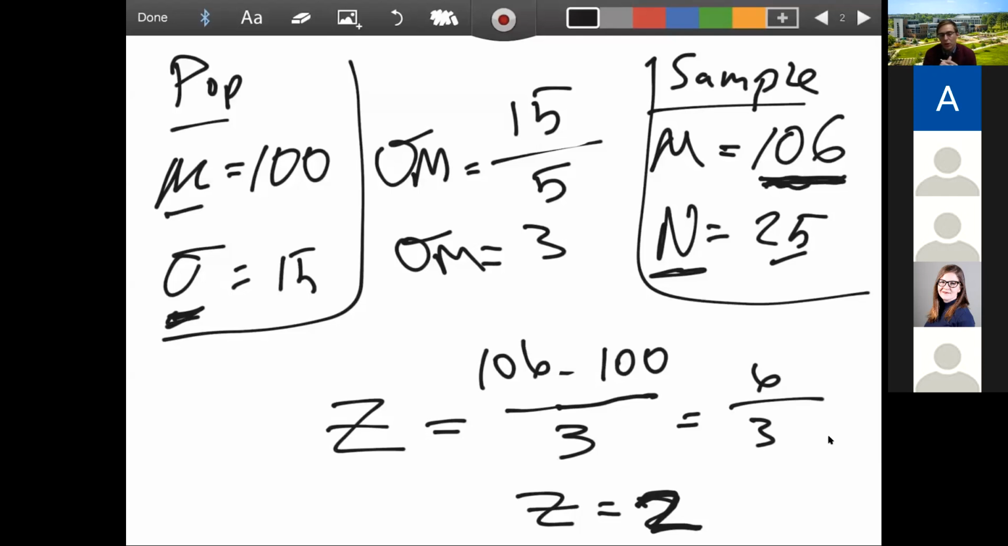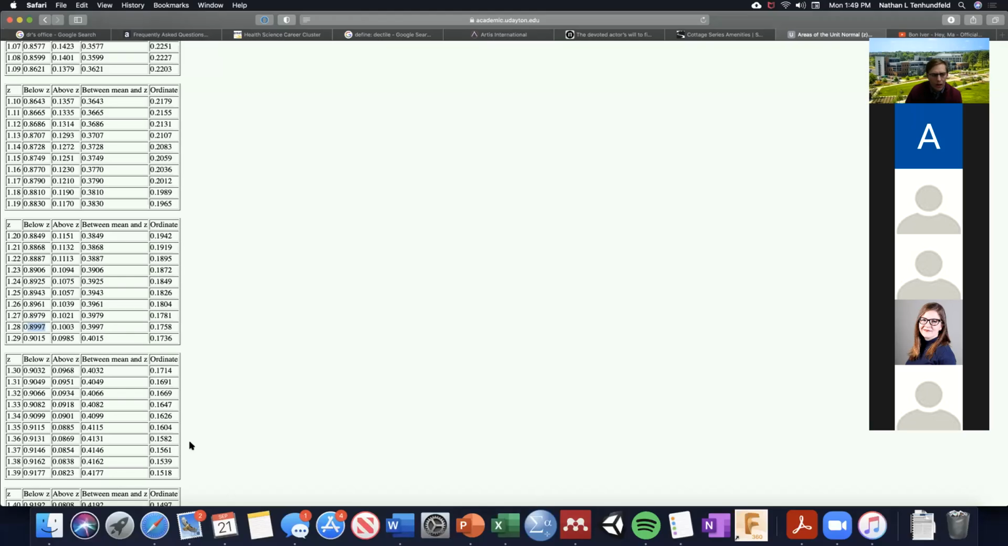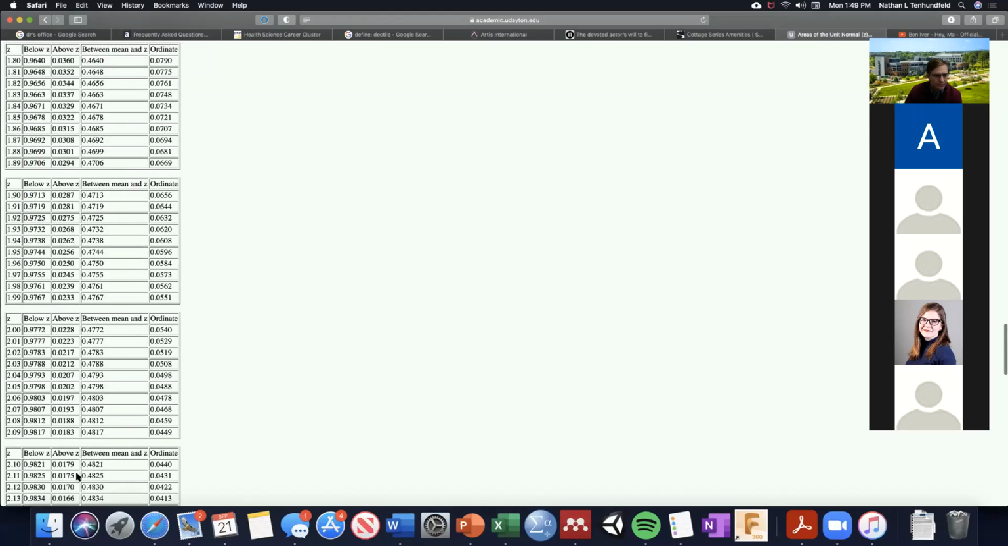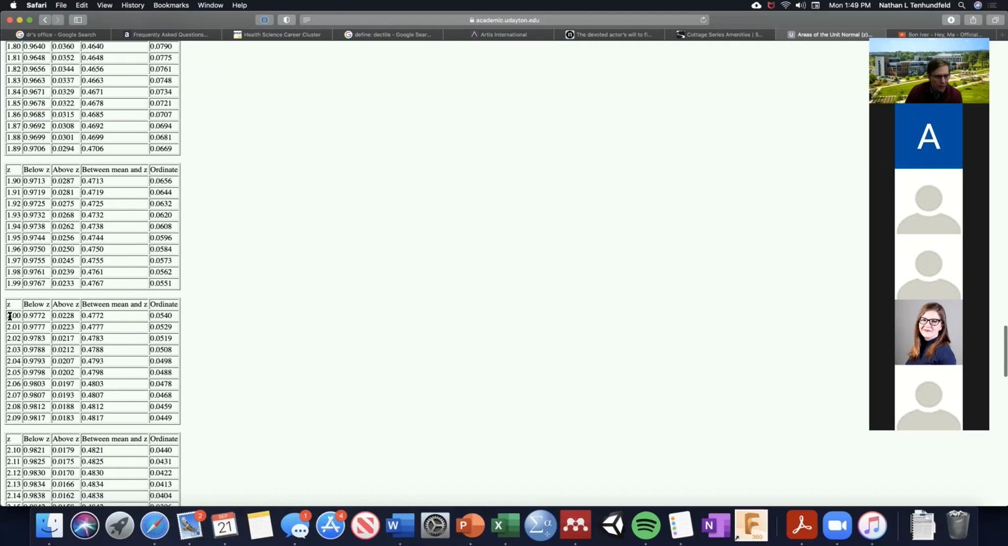So then we go look up that value in the unit normal table. We scroll all the way down. The proportion above that z is 0.0228. So there is a 2.28% chance that we would get a sample of 25 people with an average IQ of 106 or greater.